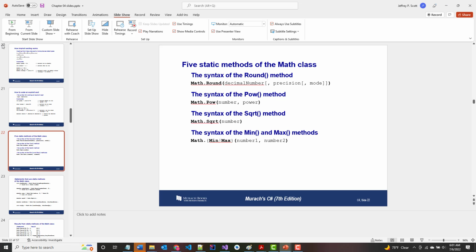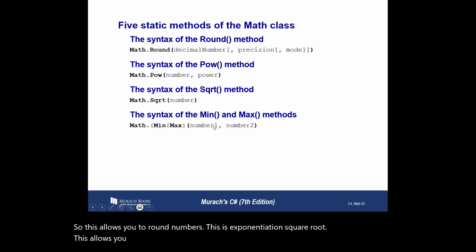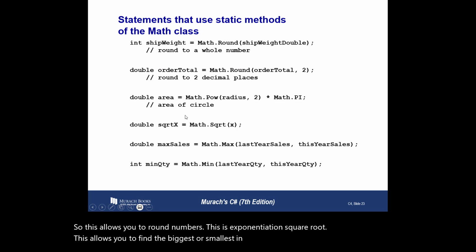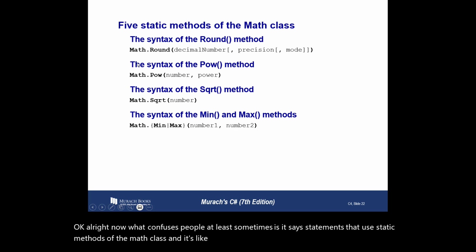Okay, no book provides everything. When you've got questions, you go out to docs.microsoft.com. So this allows you to round numbers. This is exponentiation, square root. This allows you to find the biggest or smallest in numbers. Okay, all right. Now, what confuses people, at least sometimes, is it says statements that use static methods of the math class. And it's like, okay, fine. What the heck does that mean?